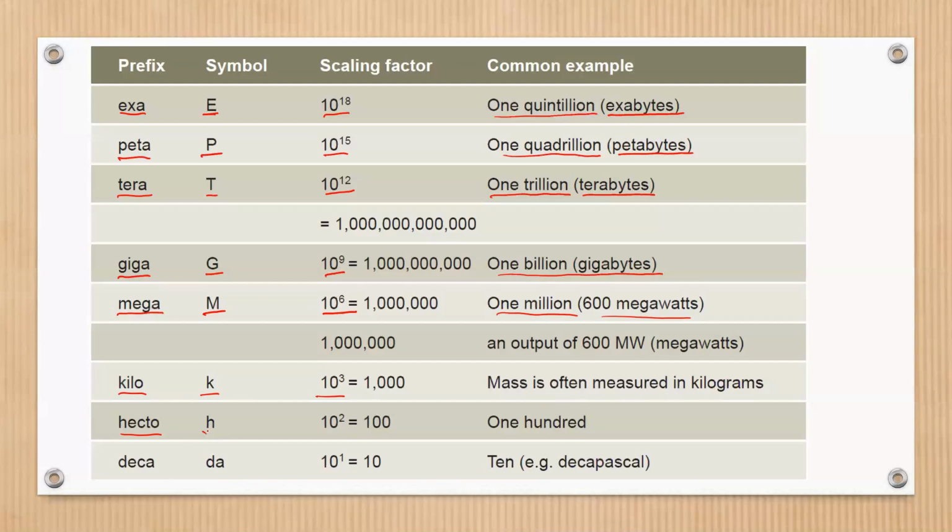Hecto, H, 10 to the power 2, that is 100. Deca, DA is the symbol, 10 to the power 1, it's 10. For the unit of sound waves, we can say decibel.